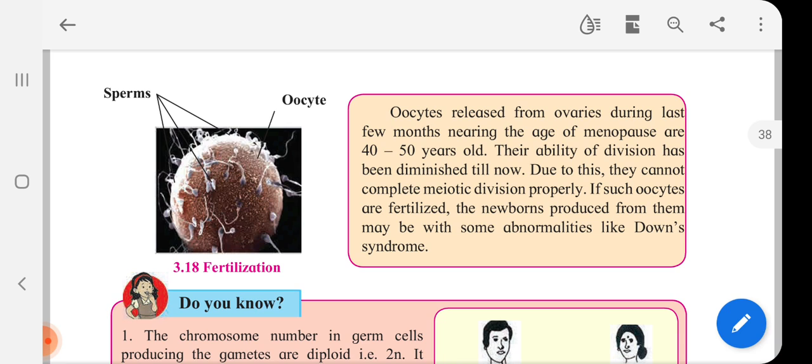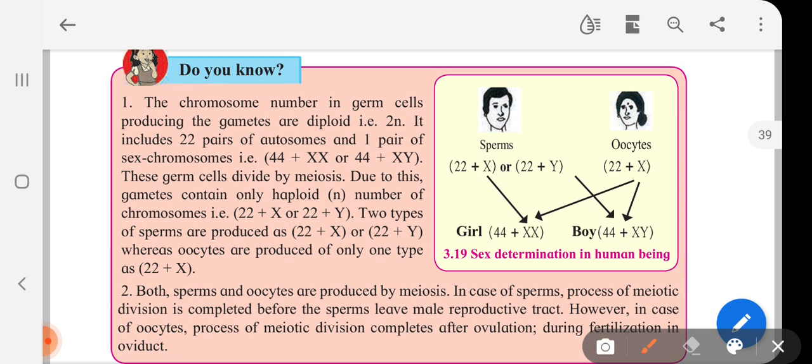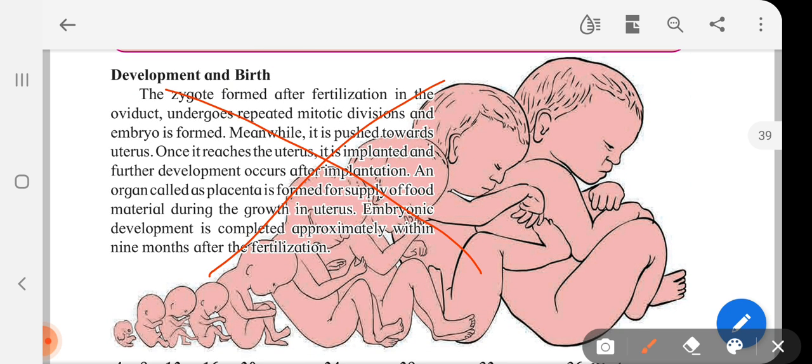You can understand this from the diagram as well. There are many sperms and a single oocyte, so they stick to it and only one is able to fertilize this oocyte. Now this part has been eliminated, and even development and birth have been eliminated this time.